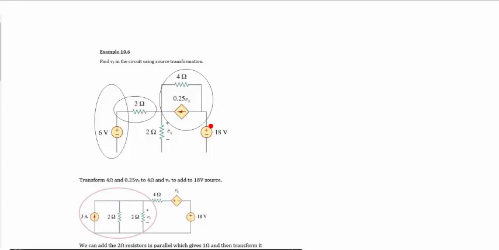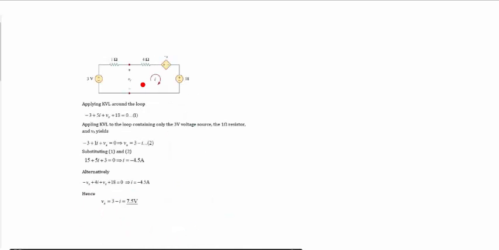Once you have these two, you can see that this is in parallel. This is still a current source, and it's in parallel with the resistor, so you can change that form as well. That form comes down to something like this. So 4 times 0.25 Vx will give you Vx, because we are finding the voltage. Once you have those two, you add these two resistors in parallel, and it gives you 1 ohm.